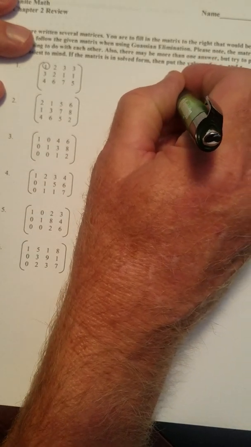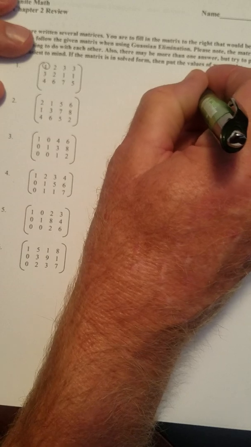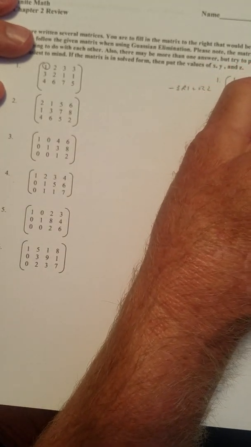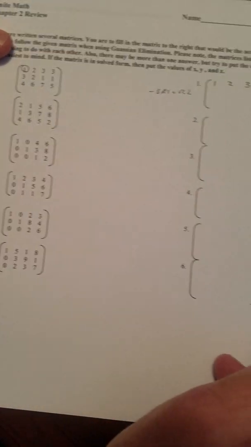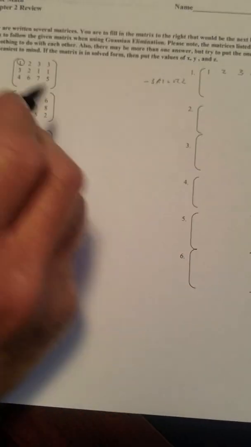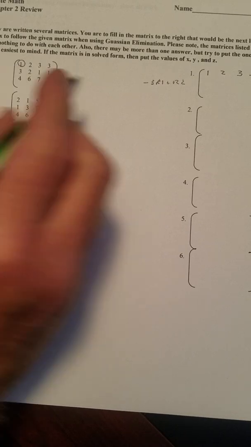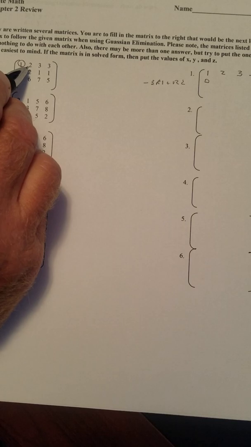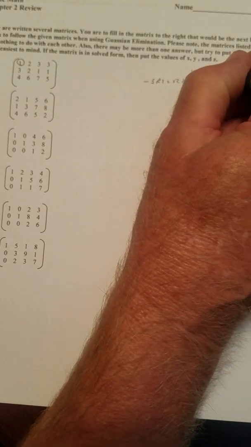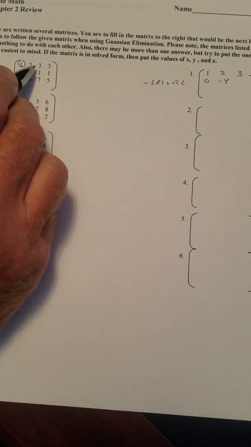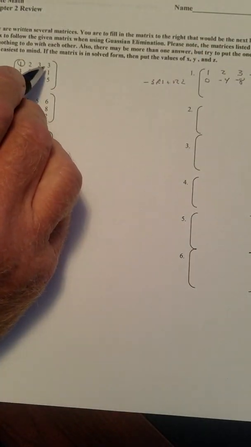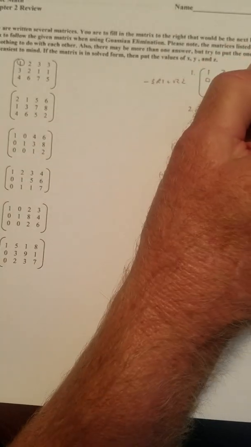So I'm going to take -3 times row 1 and add it to row 2. Row 1 stays the same. -3 times 1 is -3, plus 3 is 0. -3 times 2 is -6. -6 plus 2 is -4. -3 times 3 is -9, plus 1 is -8. And -3 times 3 is -9 plus 1 again is -8.